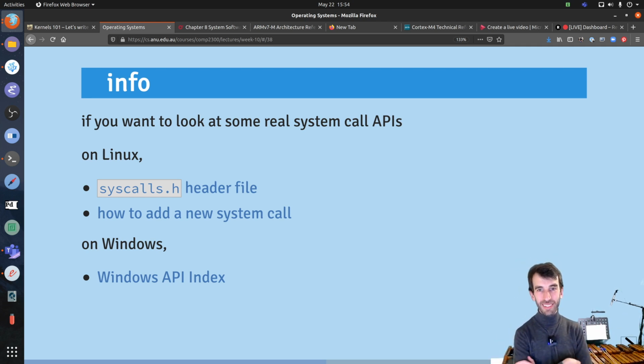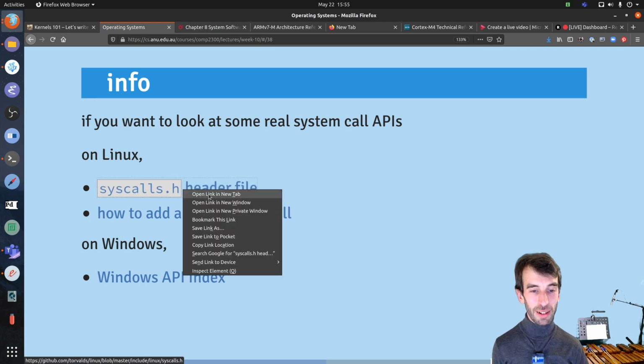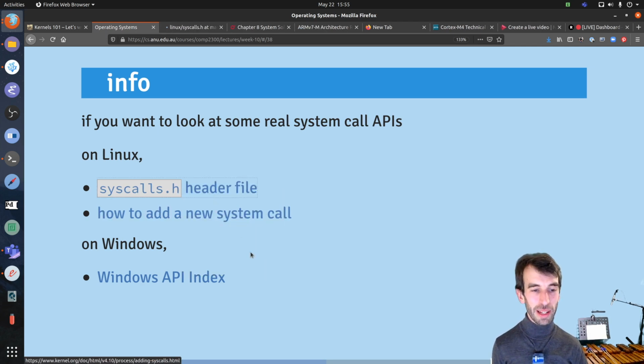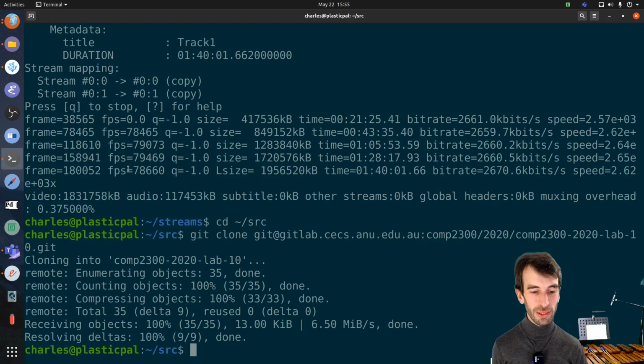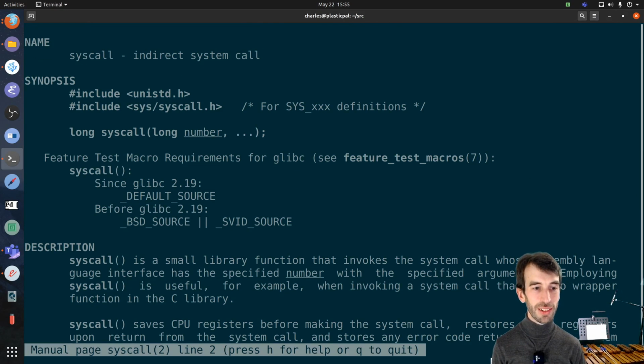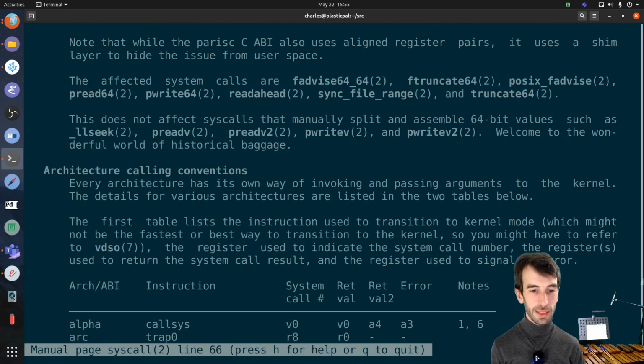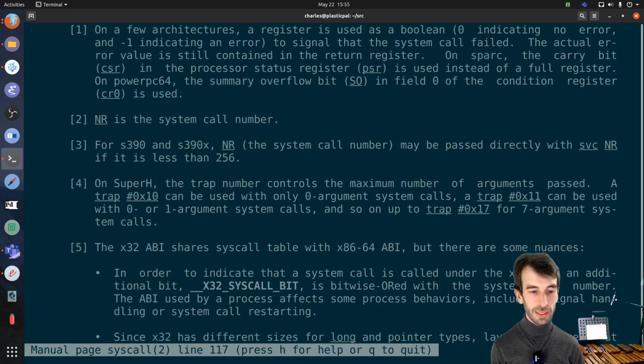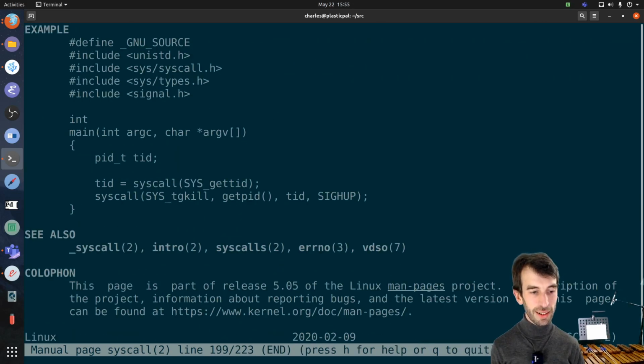Okay, we're back in real mode now. We're going to talk a little bit about system calls. If you want to find out what a real system call is like, of course you can just have a look at the syscalls header file. Can't you also just go man syscall? Is that a thing? Man syscall. Yeah, indirect system call. So you can come and see what all of your system calls are in here.